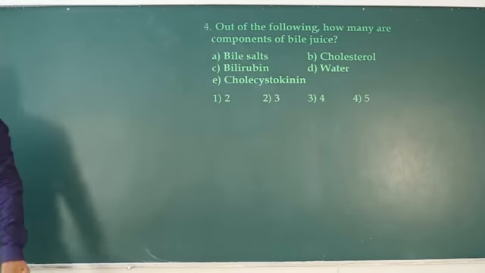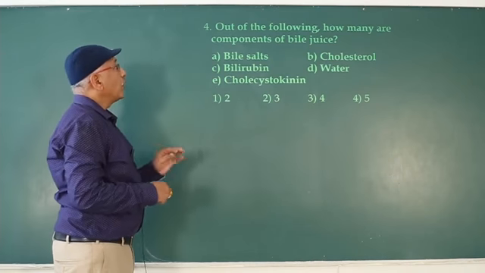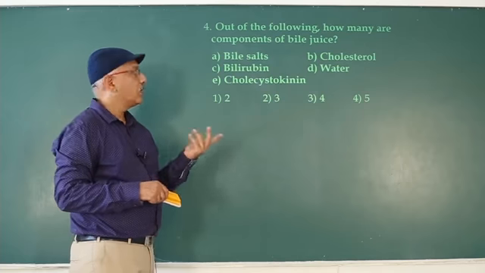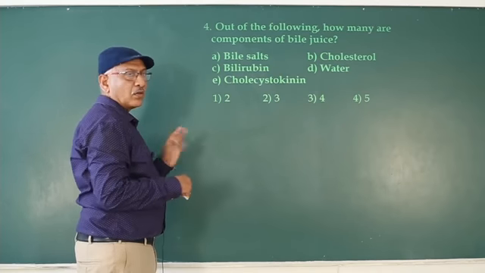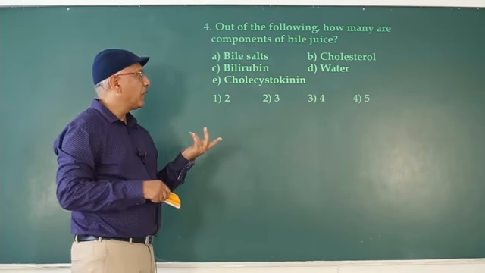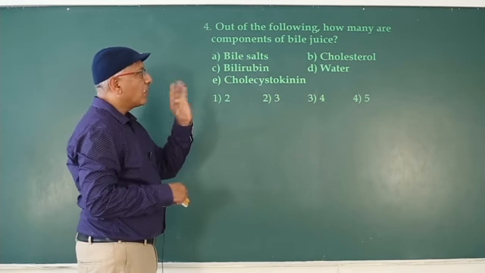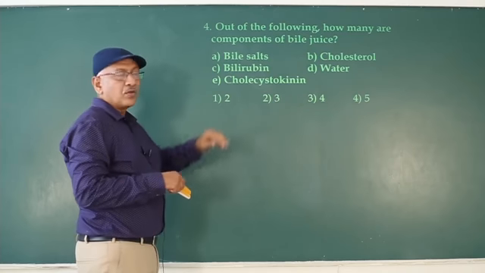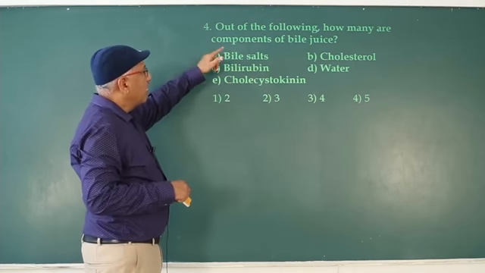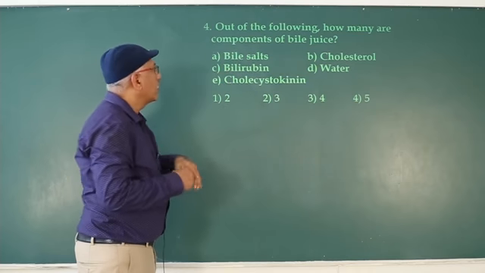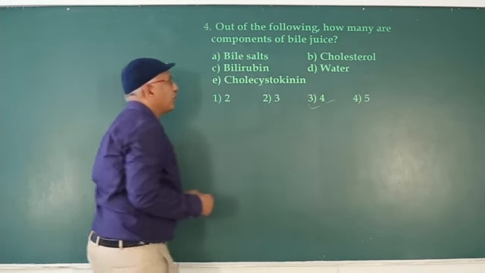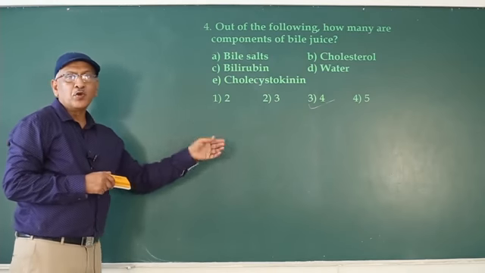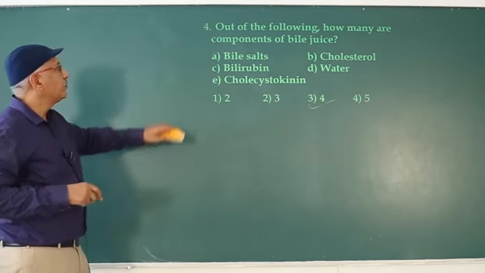Next question, out of the following, how many are components of bile juice? Bile juice contains bile salts, correct. Cholesterol, fat also present. Bilirubin, bile pigment present. Water present. Not cholecystokinin. Cholecystokinin is a hormone, CCK. Bile salts, bilirubin, cholesterol, water. So option is 3, 4 are present. Cholecystokinin is a hormone secreted by mucosa of duodenum. So wrong.